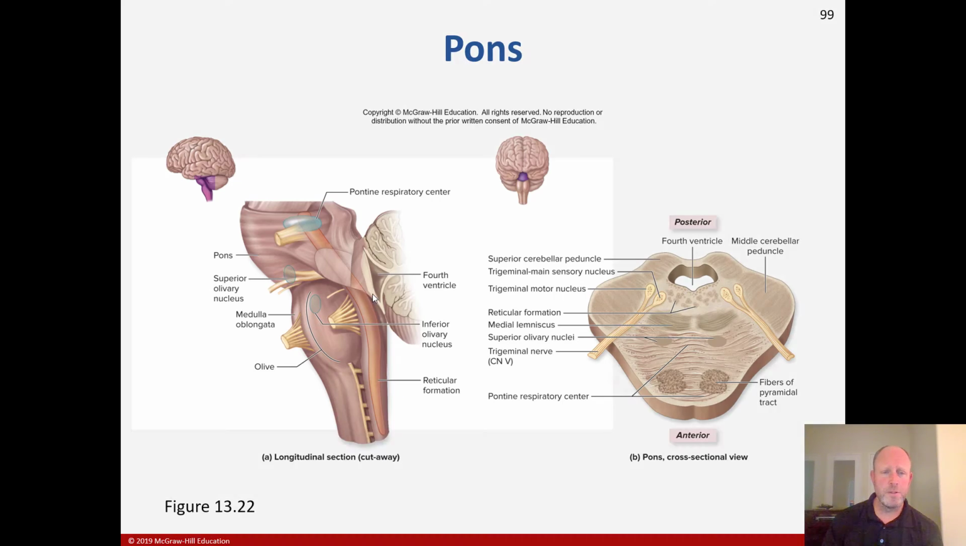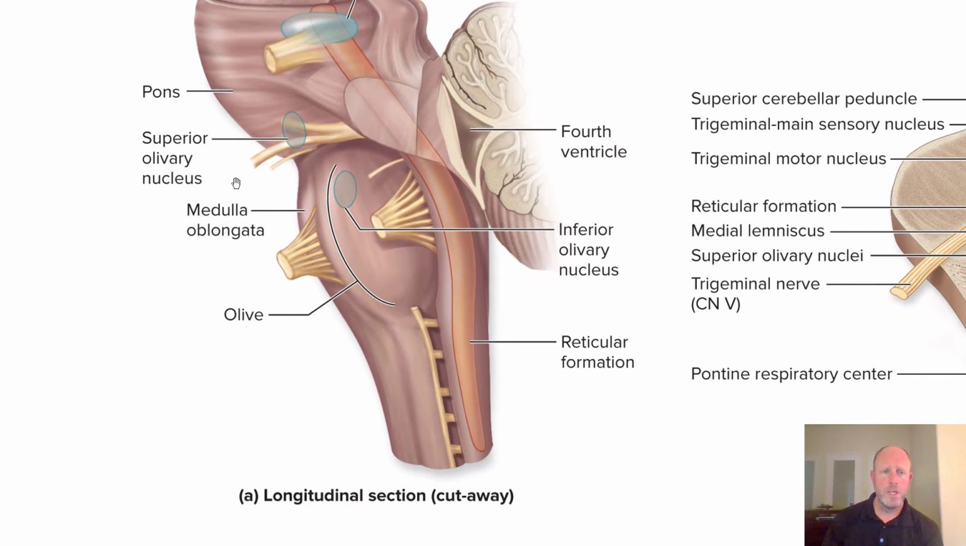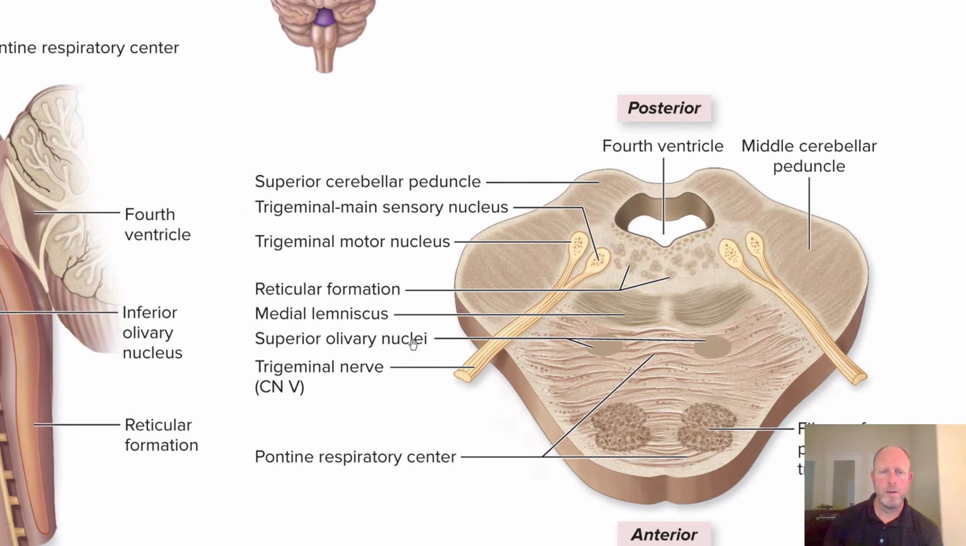And then for the pons, see our pons section here of our brain, the pontine respiratory center here. This would be the pons. We have our superior olivary nucleus. We have our medulla oblongata here. We have our olive there, our fourth ventricle, inferior olivary nucleus, and our reticular formation. The longitudinal section there of that midbrain.